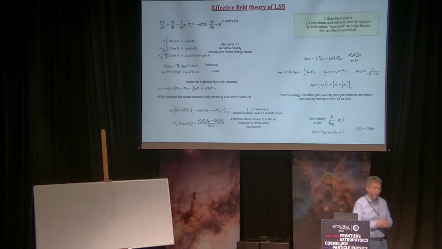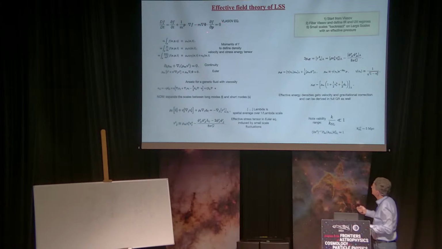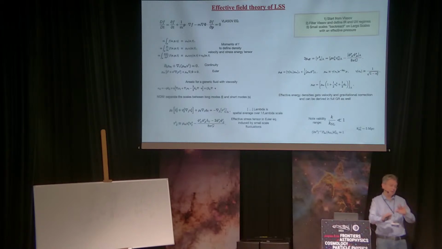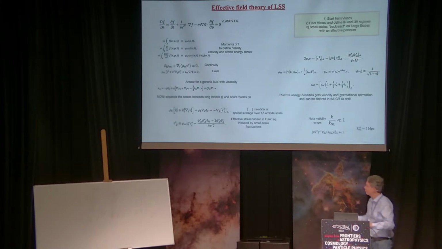So how this effective field theory works is relatively straightforward, at least to write the equations down, and then the computation gets a bit more contrived. You start from the Vlasov equation, you write the moments like this, and then you have the continuity and Euler equations. And now you make an ansatz for a generic fluid with a given viscosity. The key point in all this perturbation theory is to coarse grain short scale and large scale, and to have an effective description of the two different regimes independent of each other, and to see whether the short scales can back react on the long scales. That's the idea of all the perturbation models.